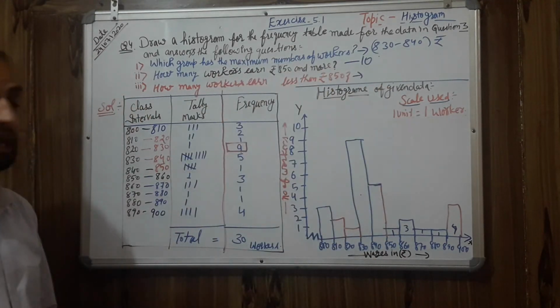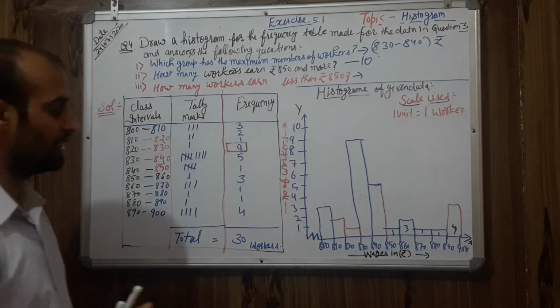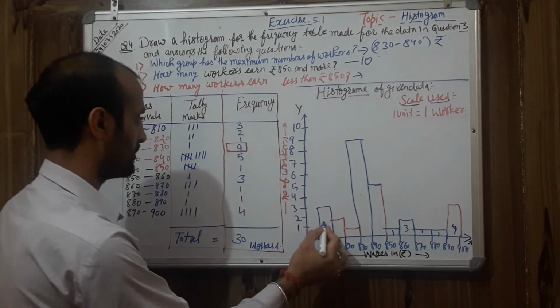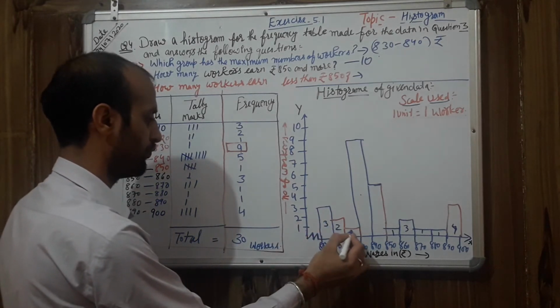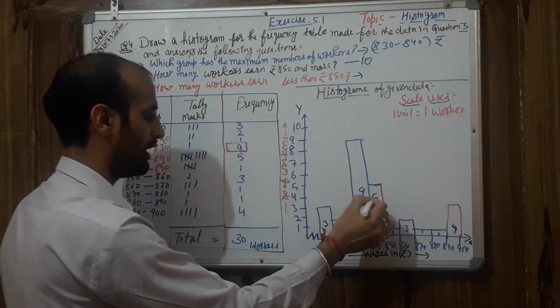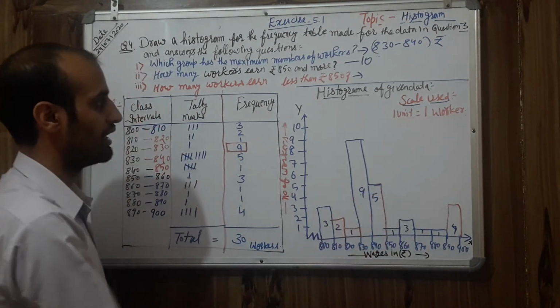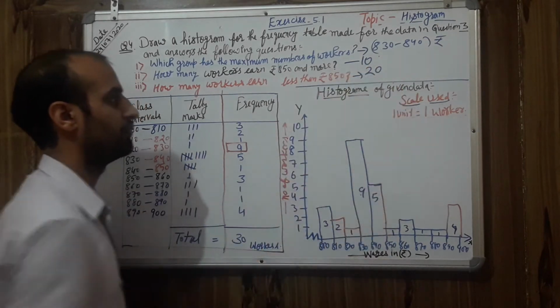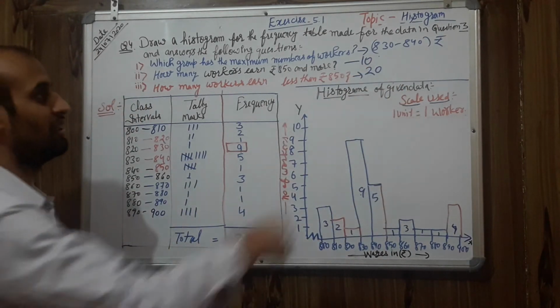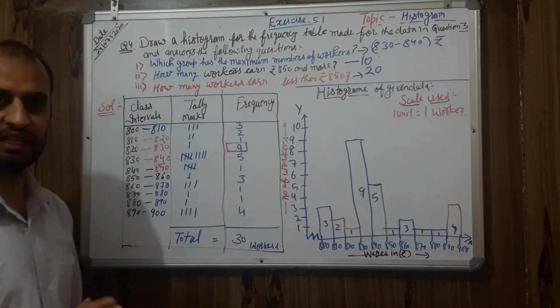So how many are left now? Those are earning less than 850. Let's see, I am writing here: this is 3, 2, 1, 9, 5. If you add these all, the answer will become 20. And you can cross-check your answer by adding both. It will become 30, so the answer is correct.